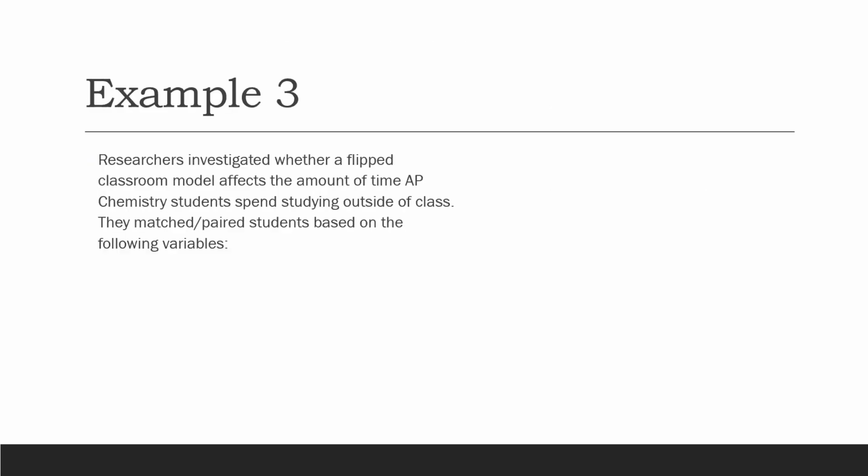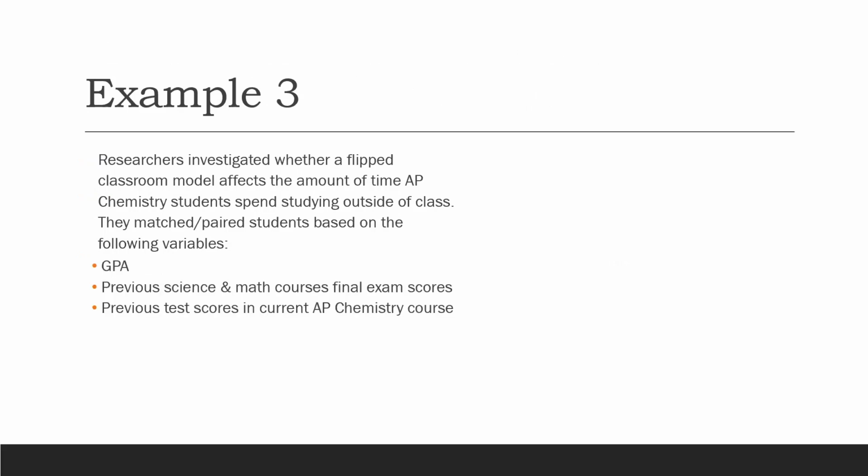All right. So I have an example here. It says researchers investigated whether a flipped classroom model, as compared to a traditional classroom model, affects the amount of time AP chemistry students spend studying outside of class. And so in this study, the researchers decided to match or pair students based on the following variables. They took the student's GPA, their previous science course final exam, their previous math course final exam scores, and the previous test scores up to that point in their current AP chemistry course.